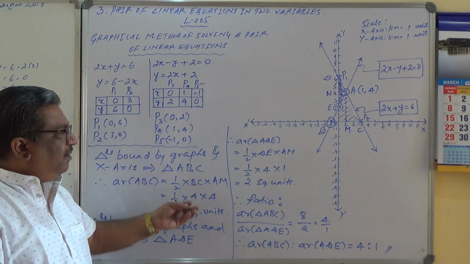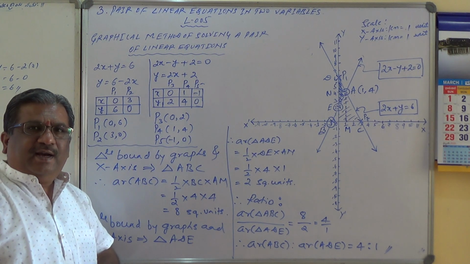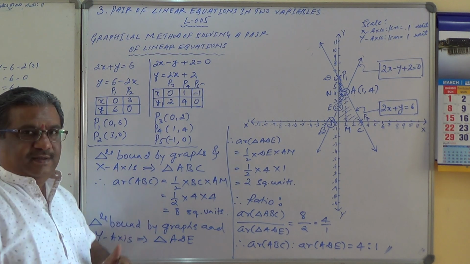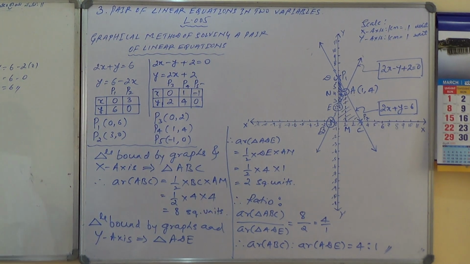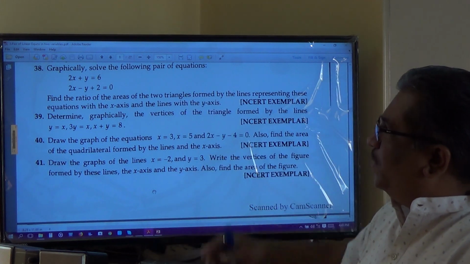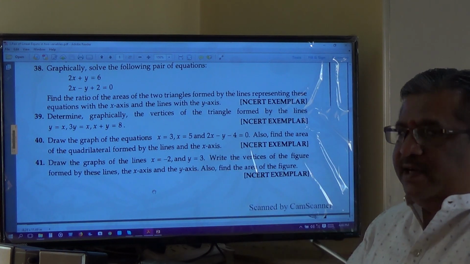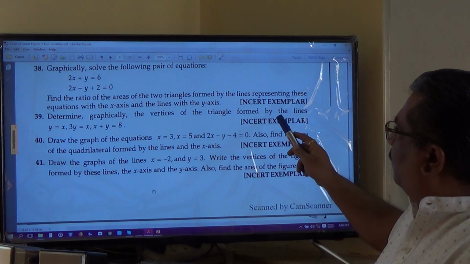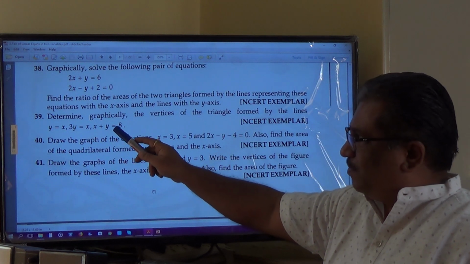First you note it down. I have a couple of points to discuss with exemplar numericals, about 4-5 of them, and then we'll close the session for this lecture. See here, similar to the one which we solved right now, we have another 3 questions. Determine graphically the vertices of the triangle formed by the lines y equals x, 3y equals x, x plus y equals 8.